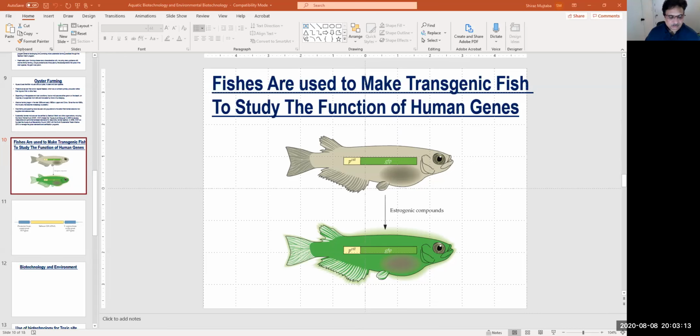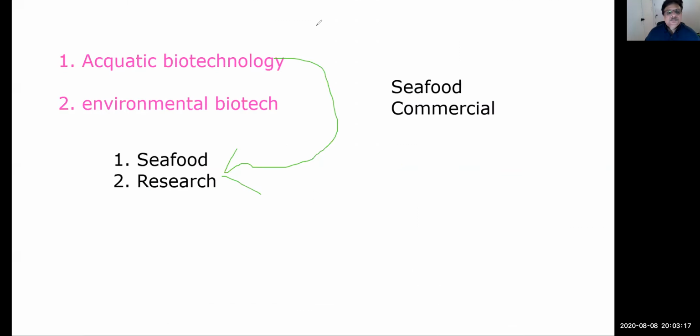So let's talk about biomedical research a little bit. What scientists do, so let's say this is a gene.